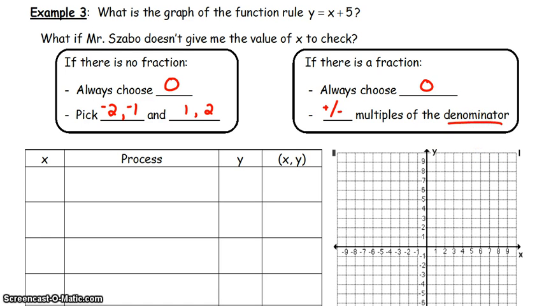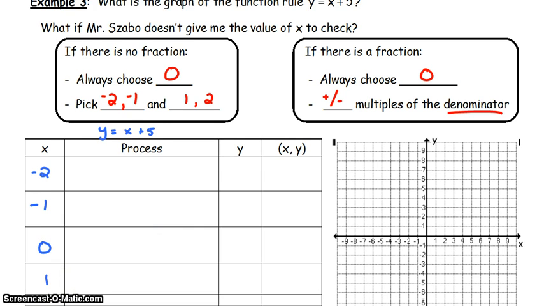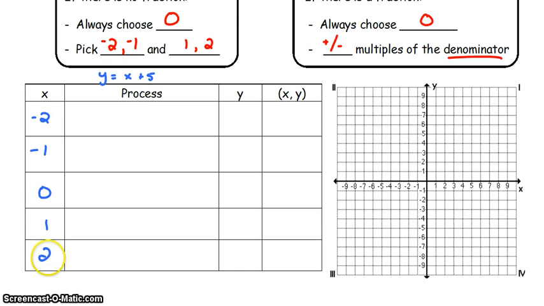First, in example 3, we see that my function rule is y equals x plus 5. There's no fraction in this, so I'm automatically picking these 5 values. Always put 0 in the middle, start with your negatives, and then move on to your positives. This is always the set of numbers you will choose if there is no fraction here.